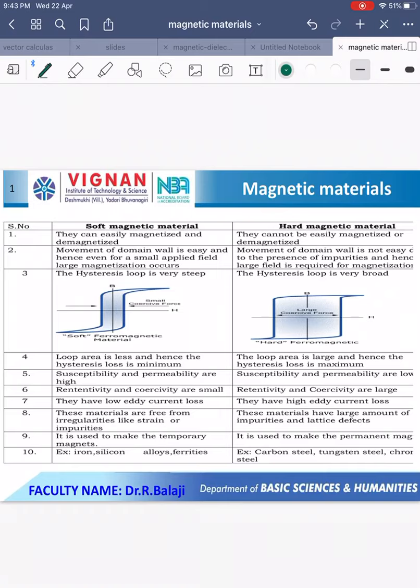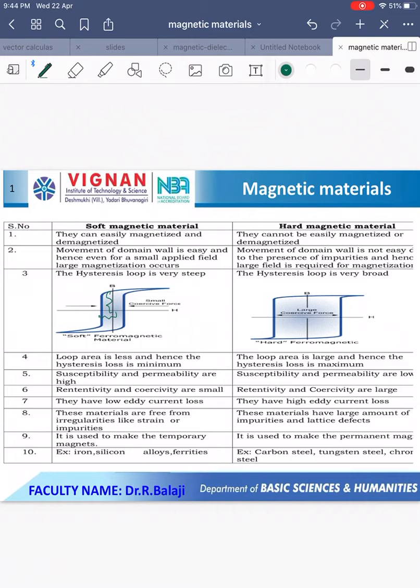This is called retentivity, and this is called coercivity. The retentivity and coercivity are small in soft magnetic materials, and large in hard magnetic materials. Soft materials have low eddy current loss, while hard materials have high eddy current loss. Soft materials are free from irregularities like strain or impurities, while hard materials have a large number of impurities and lattice defects.